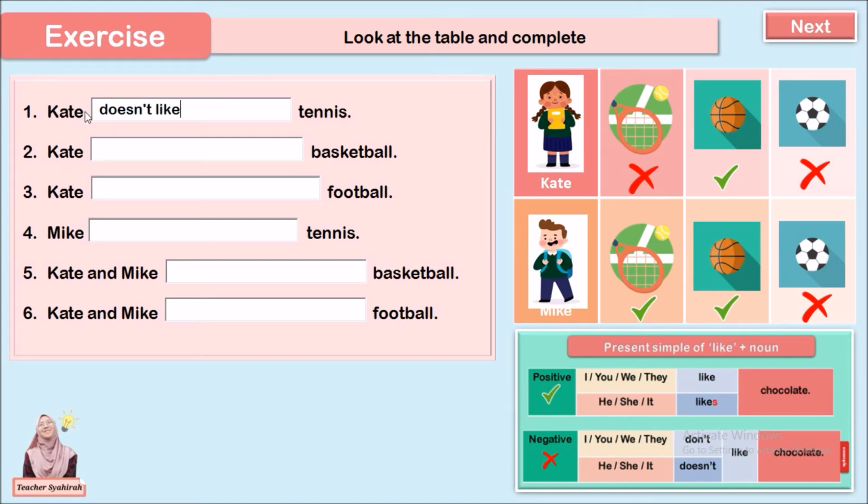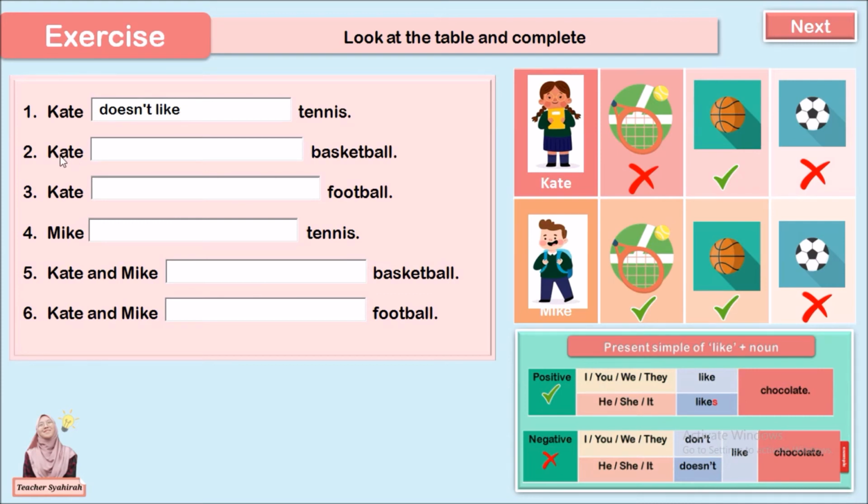Okay, why we use doesn't? Because Kate is seorang perempuan. Dia seorang perempuan is she. She. Okay, for she, negative, we use doesn't. So the answer is doesn't like tennis.